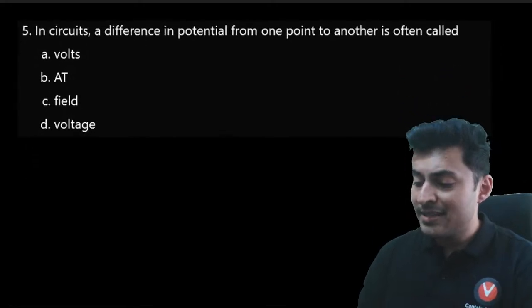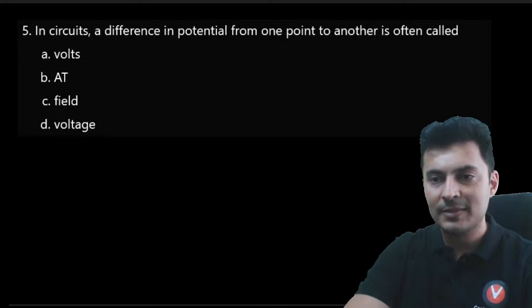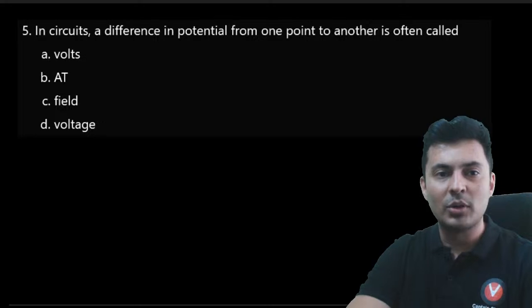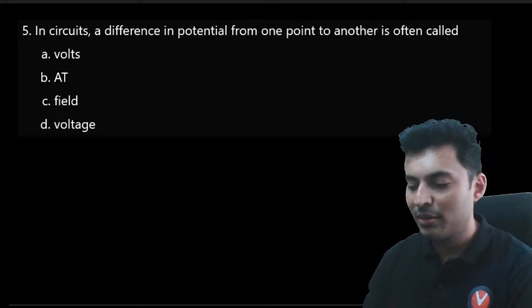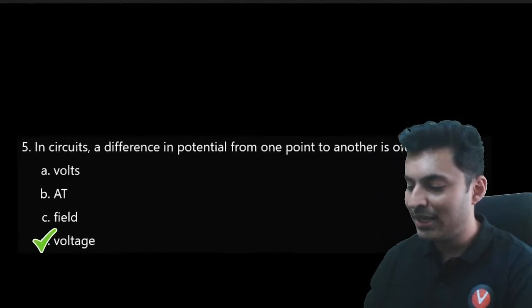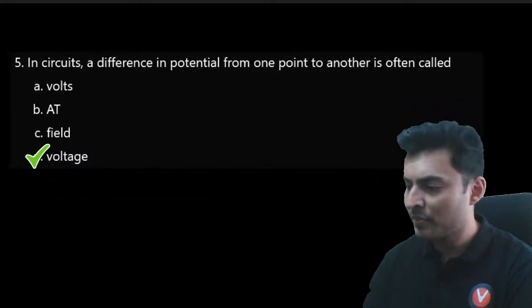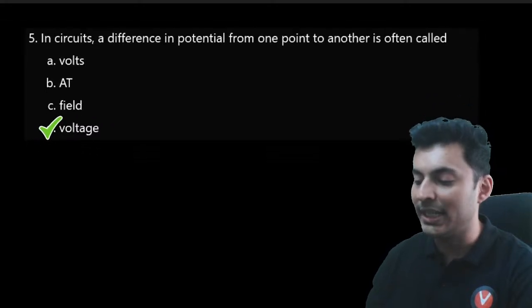In circuits, a difference in potential from one point to the other point is often called what? Volts, AT, field, voltage. Well, it is basically called voltage. It's not volts. Volts is the unit. We call the potential difference the voltage.